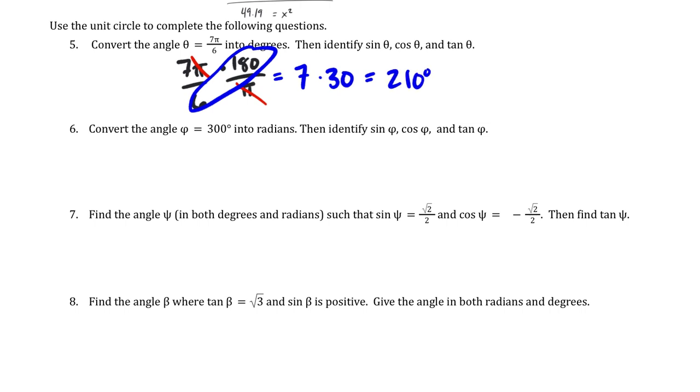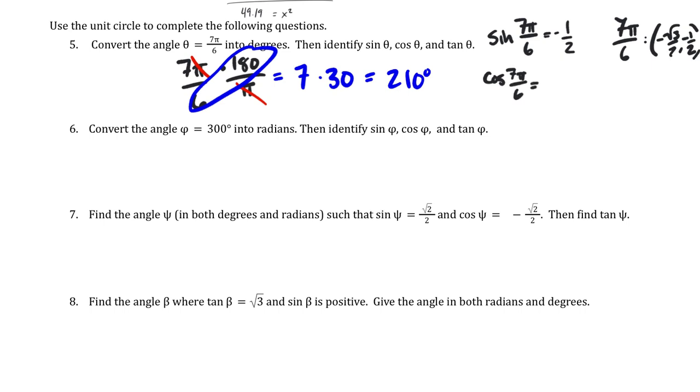Okay. Then we're supposed to do sine, cosine, and tangent. So sine of 7 pi over 6 is the y coordinate at 7 pi over 6. So 7 pi over 6 gives me the coordinate negative root 3 over 2, negative 1/2. And so the sine is the y coordinate. So that would be negative 1/2. The cosine of 7 pi over 6 is the x coordinate there. And so that would be negative root 3 over 2.